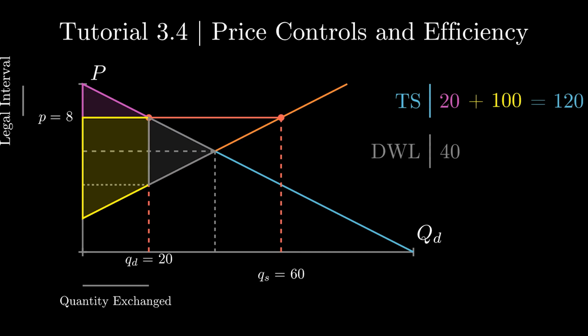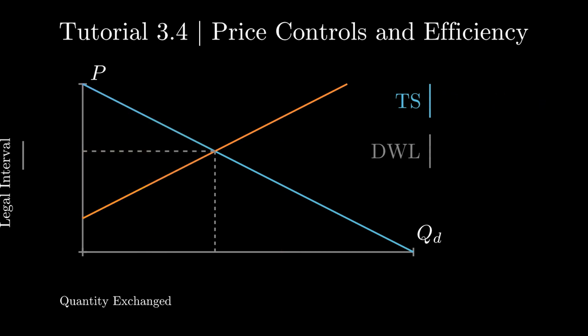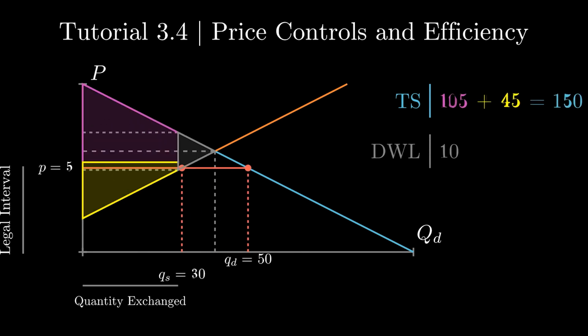What about a binding price ceiling, a maximum legal price? Here, incentives push the price towards equilibrium, but we get constrained since the equilibrium doesn't lie on the legal interval. So prices get as close as possible to equilibrium, but get stuck at the price ceiling.